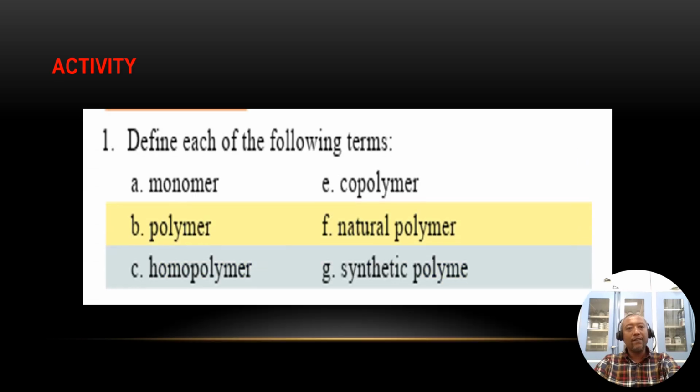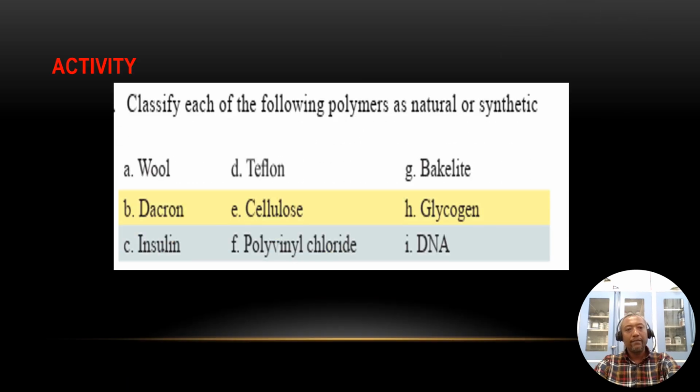Here are activities for you, students. The first one says, define each of the following terms. Here you have the terms monomer, polymer, homopolymer, copolymer, natural polymer, and synthetic polymer. I think you are capable of defining them. The second activity says, classify the following polymers as natural or synthetic.